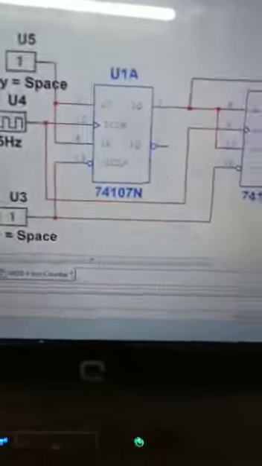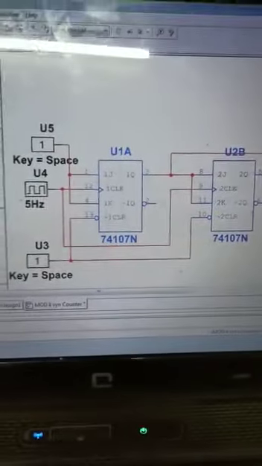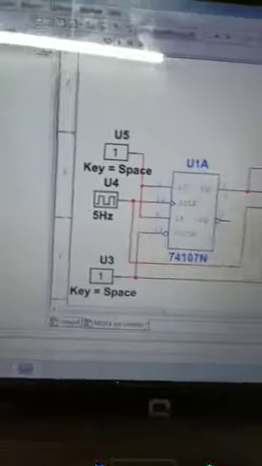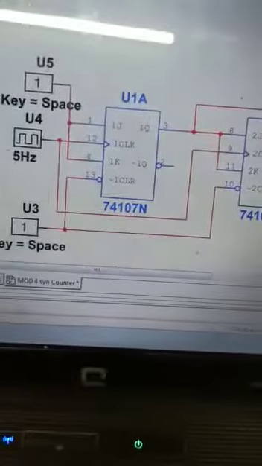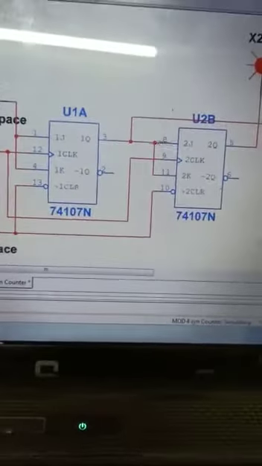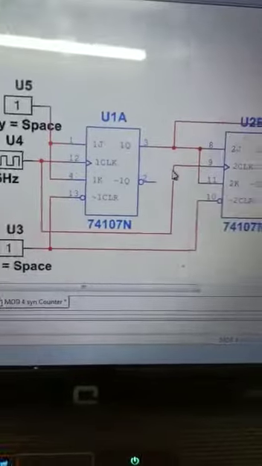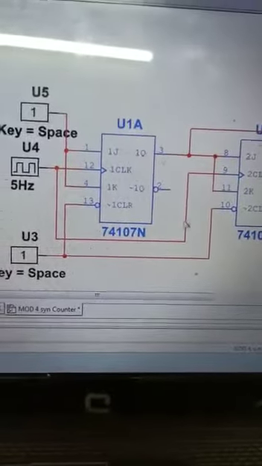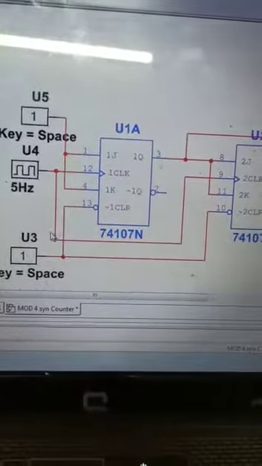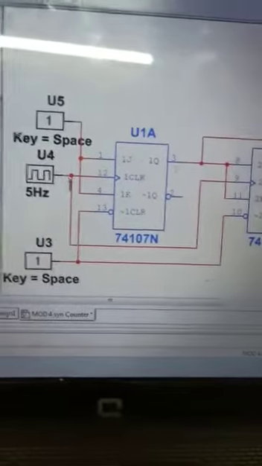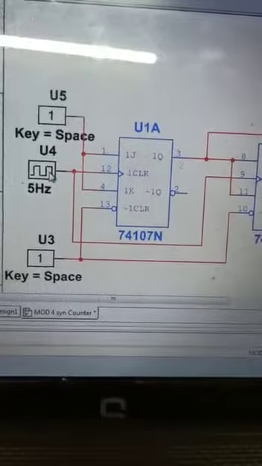Now this is a simulation of a mod 4 synchronous counter. This is flip-flop 1, flip-flop 2. Okay. So here the clock of flip-flop 2 and flip-flop 1 are shorted, and the clock input is given.